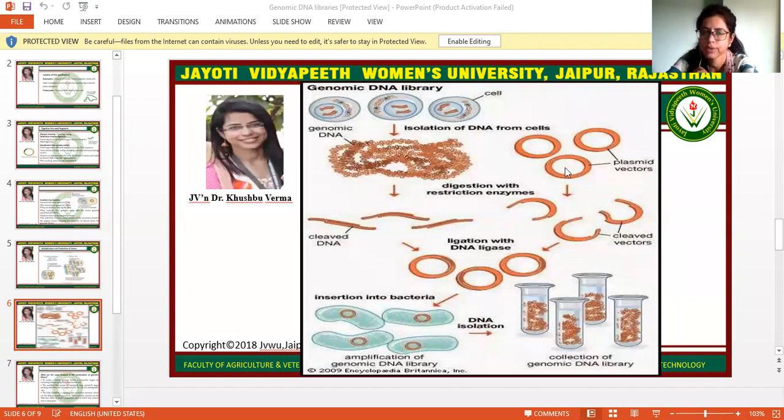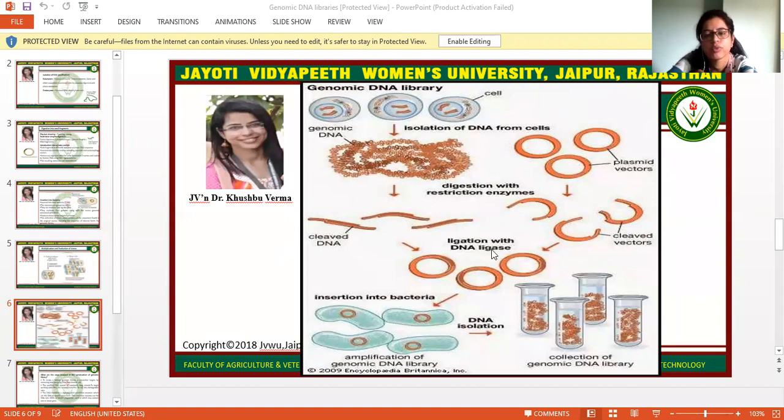Then on the other hand, we will prepare our plasmid vector which is suitable for the cloning method. Then we will go for the digestion with the same restriction enzyme for the genomic DNA and for the plasmid vector. That's how we will get the cleaved DNA with the sticky ends. These are the sticky ends. And on the other hand, we will get the cleaved vector also with sticky ends.